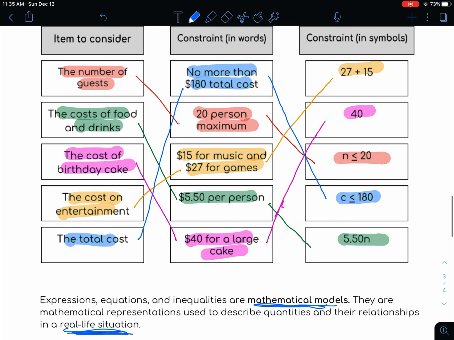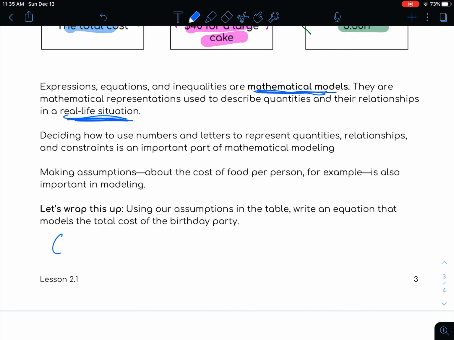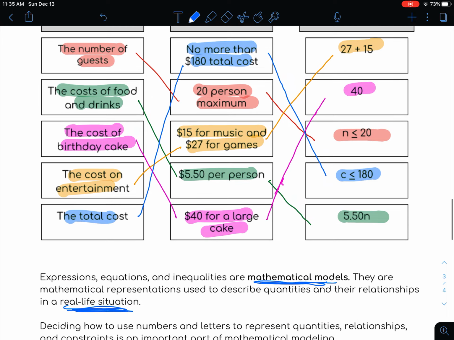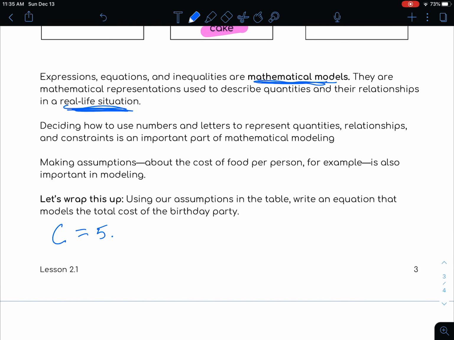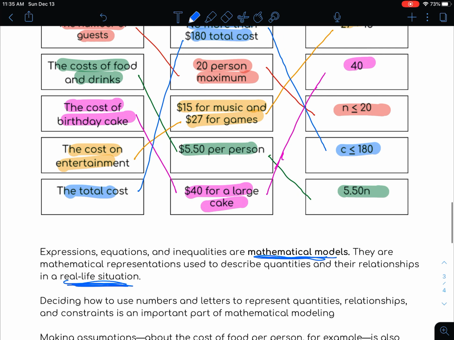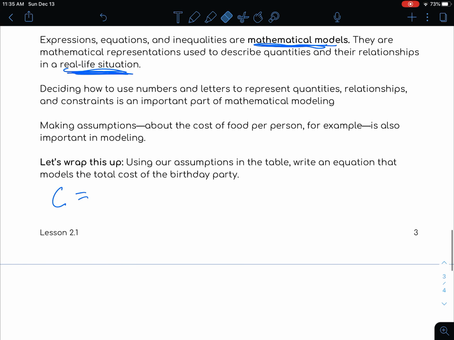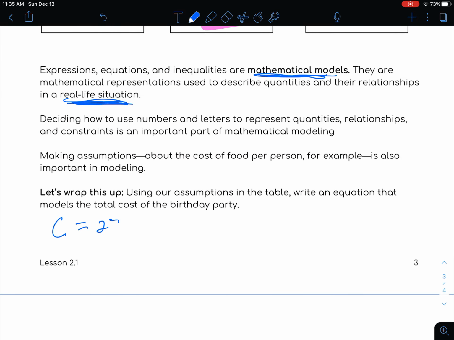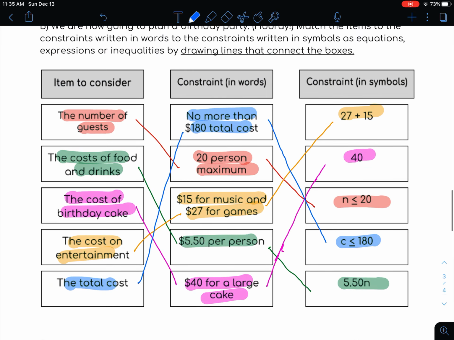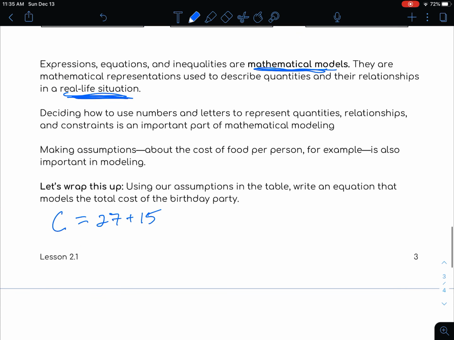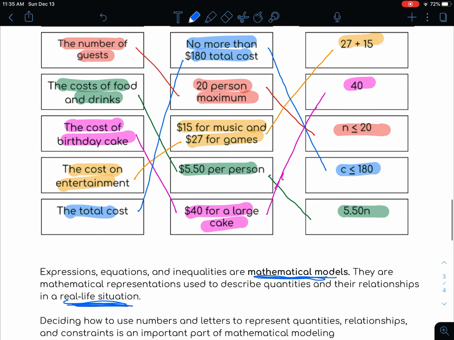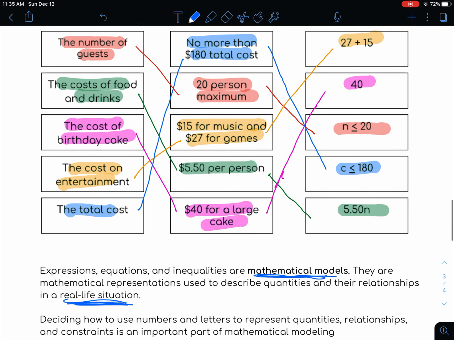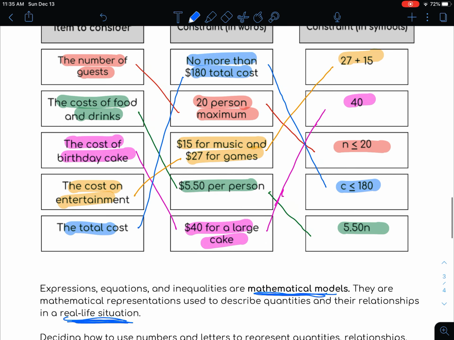So let's wrap this up. Using our assumptions in the table, write an equation that models the total cost of the party. Okay, so let's just go through. I think we'll use C for total cost. And let's see what we've got up here. We can pretty much go right down our list here. Let's go right to the top of the list. And we've got $27 plus $15, and that's going to be music and games, plus our $40 for the cake.